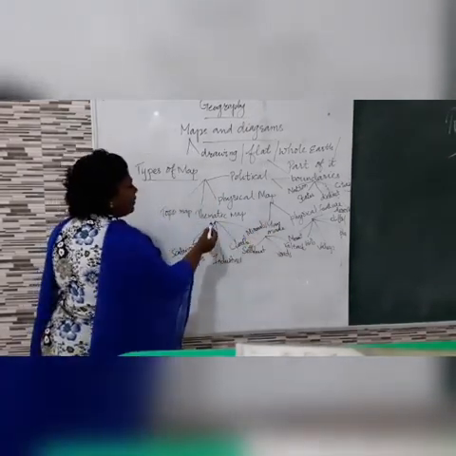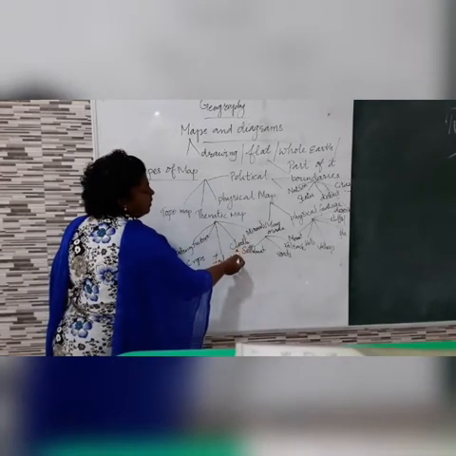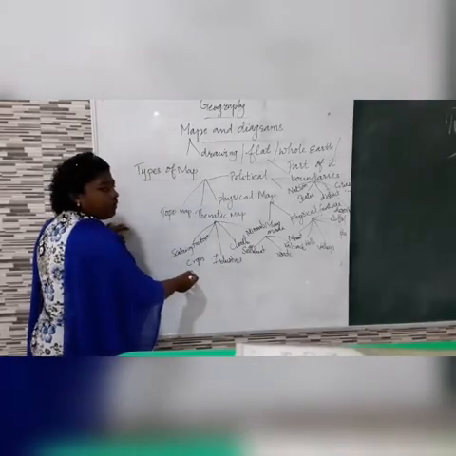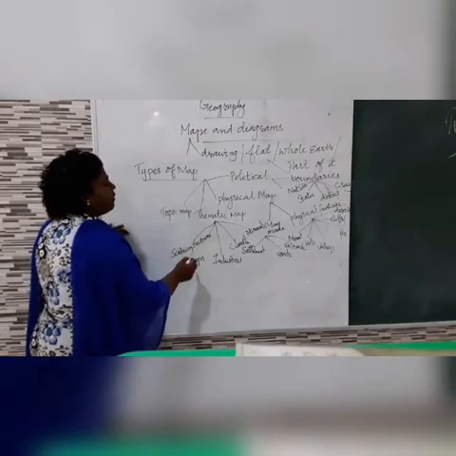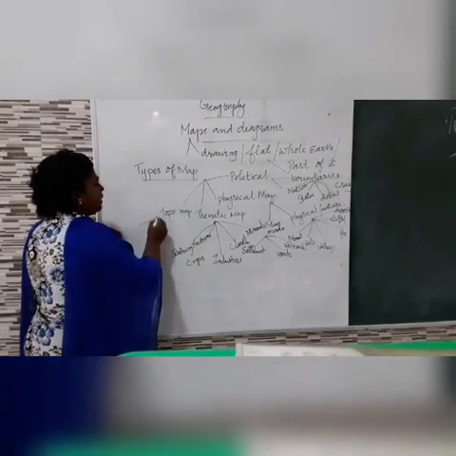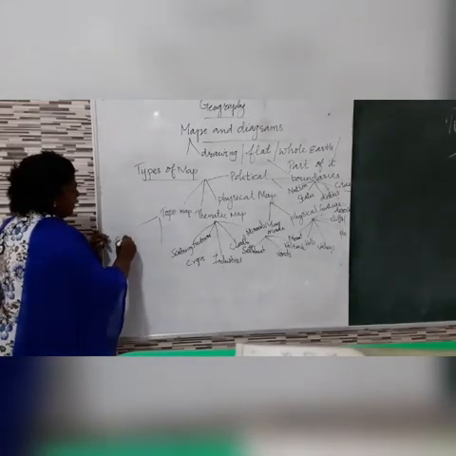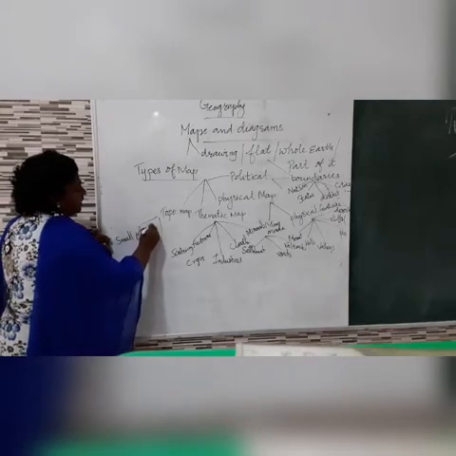In the thematic map you can see minerals, climate, industrial regions, different crops found in particular regions, and the scattering of factories. And in the topo map, what can we see? Even small, minute places in your area.